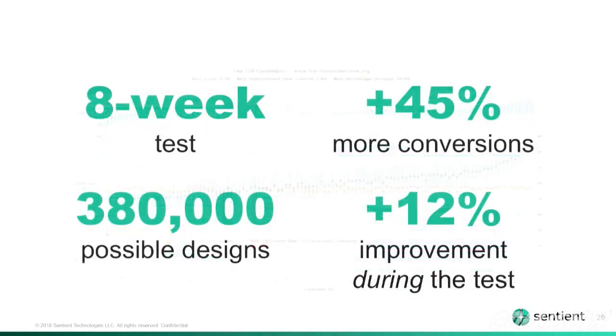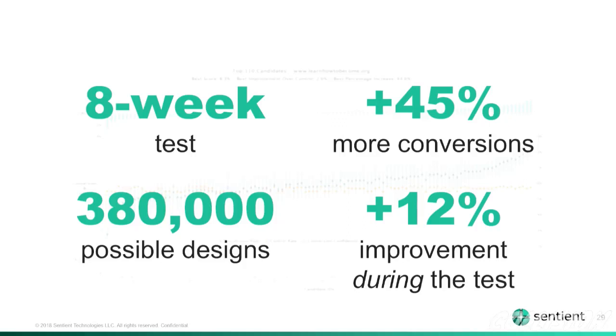In that process, after 8 weeks, we improved conversion by 45% out of a search space of 380,000. And that's a small search space relative to what the efficiency of an evolutionary computation can handle. And all the while, it improved by 12%. Now, this system is not only improving the design of the page, it's improving the design based on the different users. So we don't want to have a one-size-fits-all.